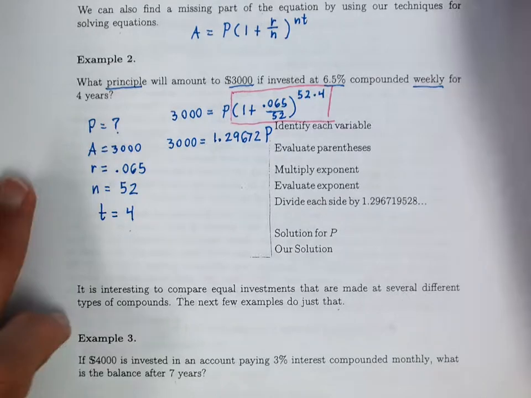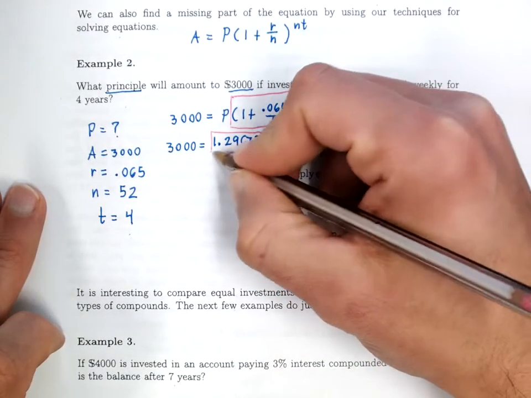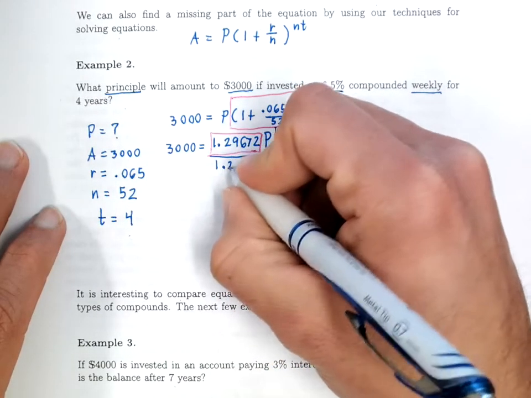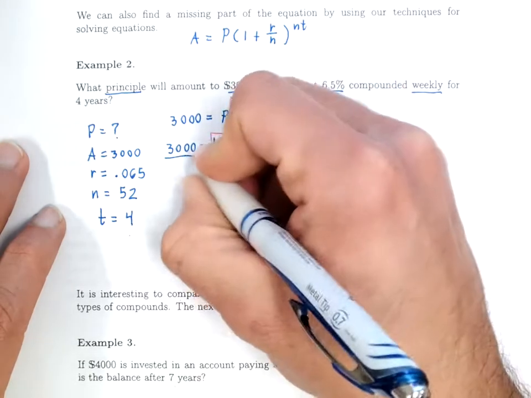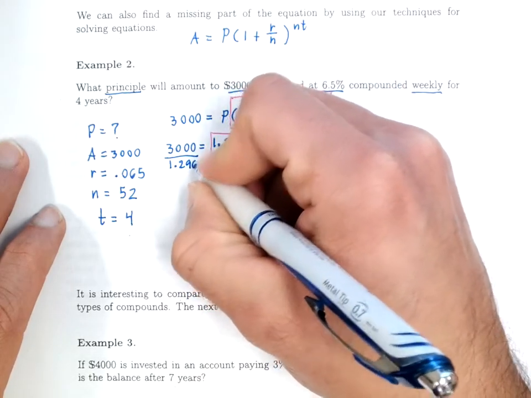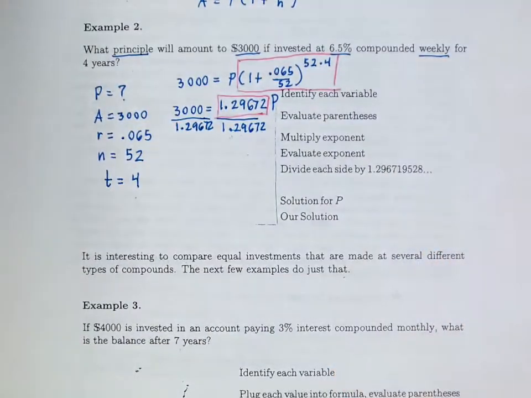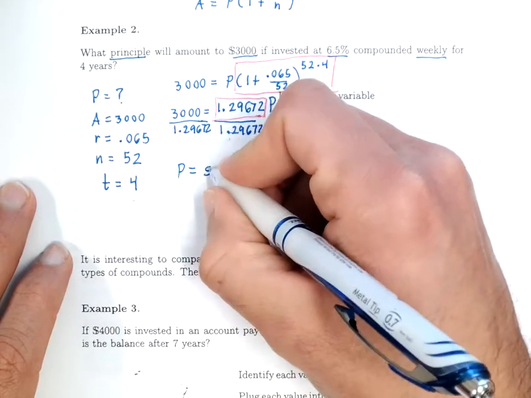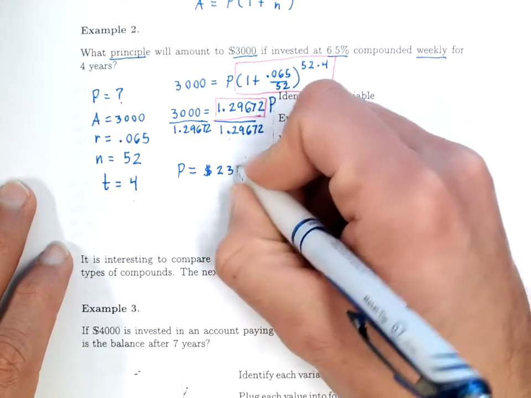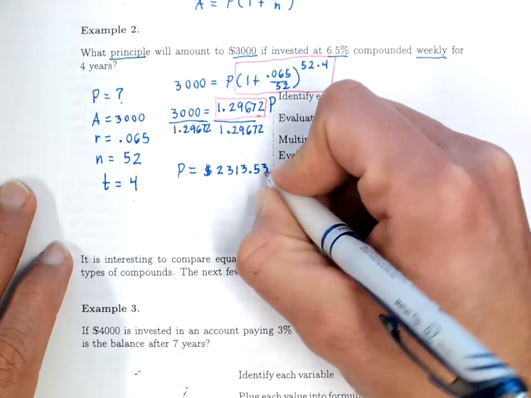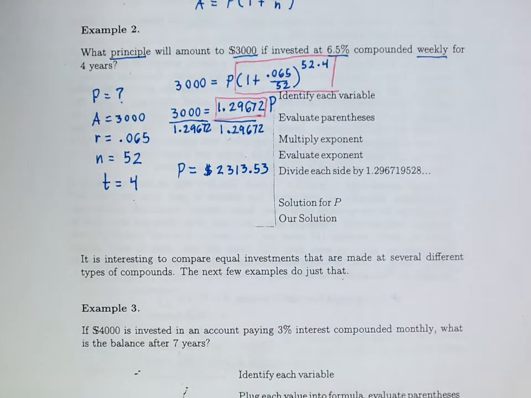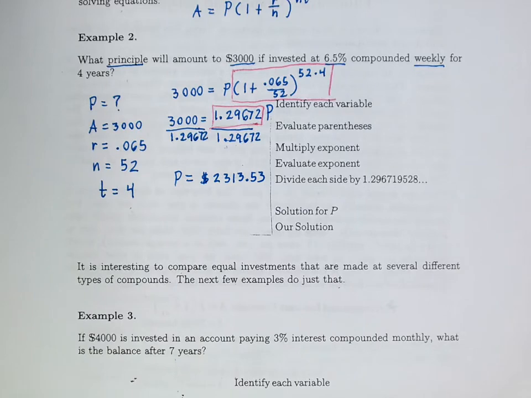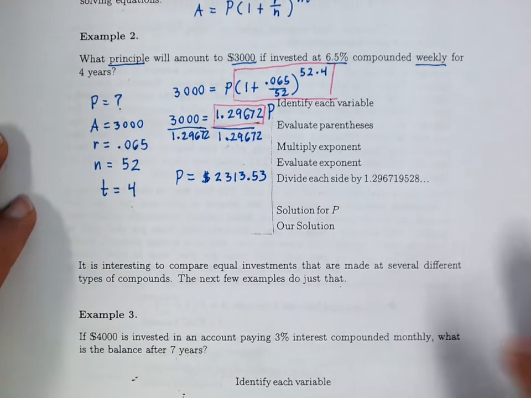Now, remember, all of that number was all of this number. Well, that becomes a very simple problem, hopefully, right? All you have to do is divide both sides by 1.2967. And I'll spare you me plugging in numbers on a calculator, but when you do, you get the principal would be $2,313.53. Now, what that means is I have to invest that much money to have $3,000 by the end of 4 years. Okay, so that's it for that one.